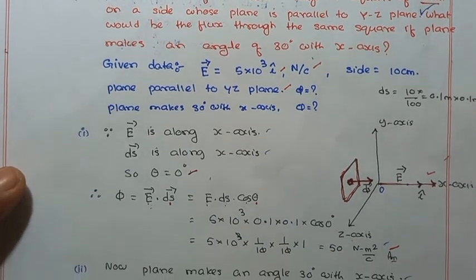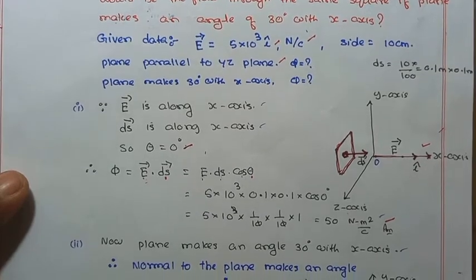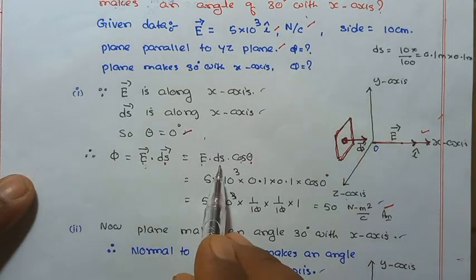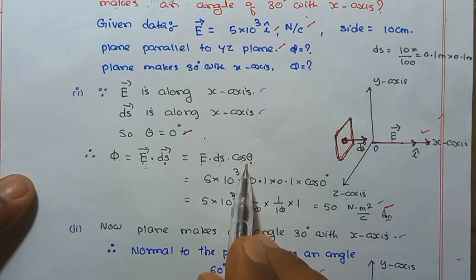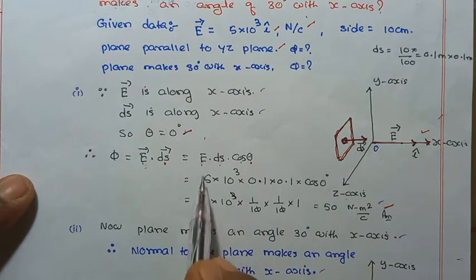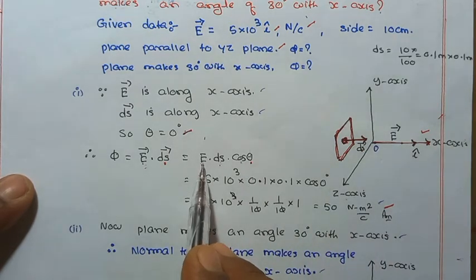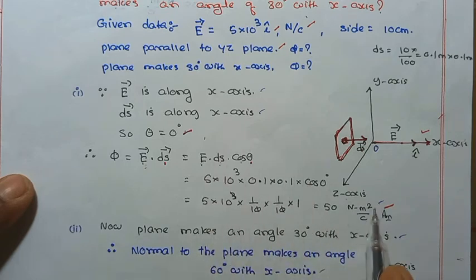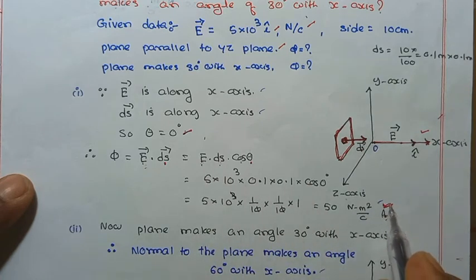Now electric flux phi is equal to E vector dot ds vector, that is magnitude of E multiplied with magnitude of ds multiplied with cosine of the angle between the two vectors. So E magnitude is given, ds magnitude is given, theta is given, that is 0 degree. So after solving we will get 50 Newton meter square per coulomb.